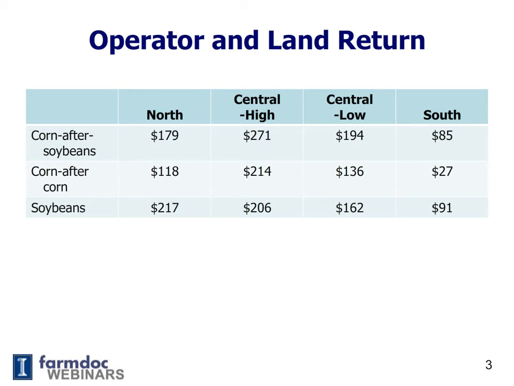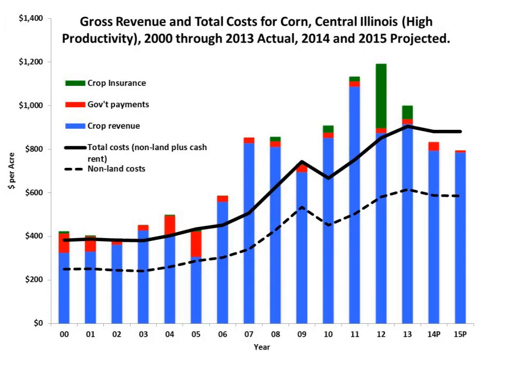Here are the operator and land returns that you can see for corn and soybeans, corn after soybeans, and soybeans for northern, central high, central low, and southern Illinois. And again, if you go to the budgets, you can see more detail on that. Those operator and land returns projected here are lower than we've had in 2010 to 2013.